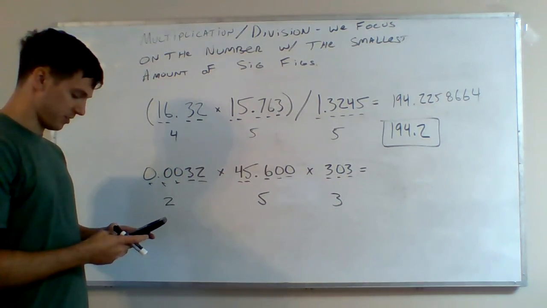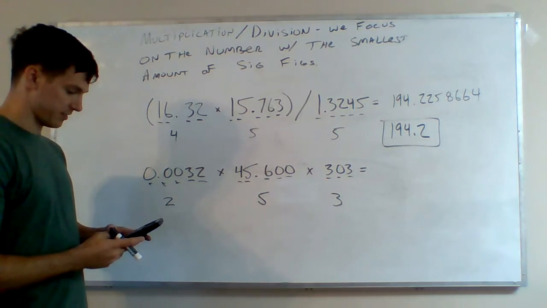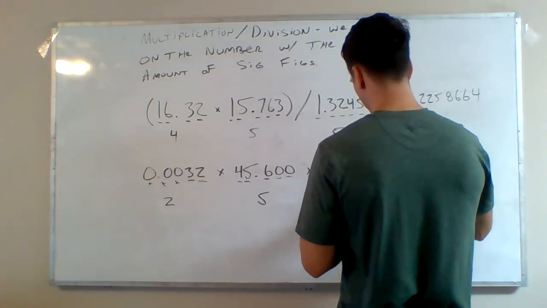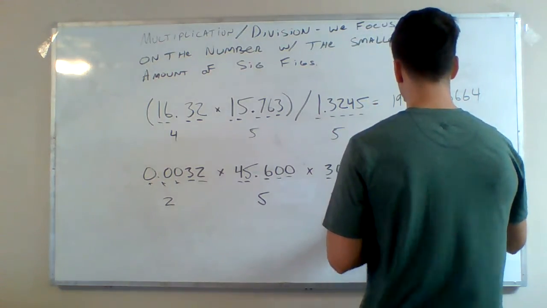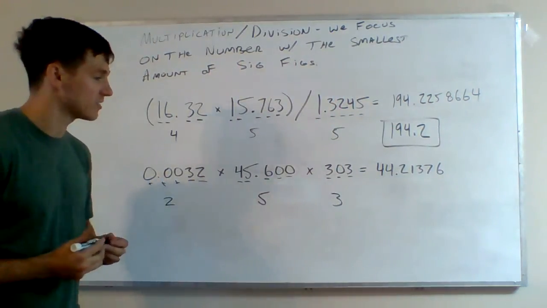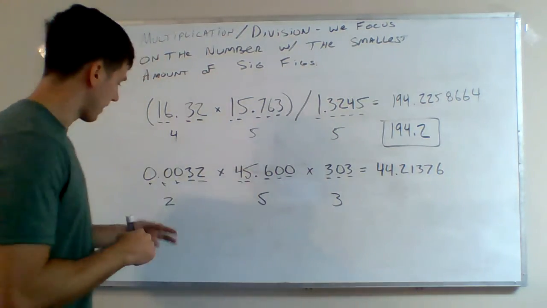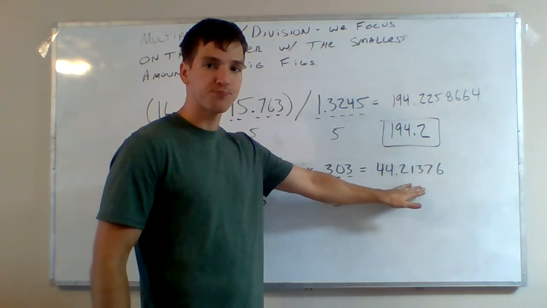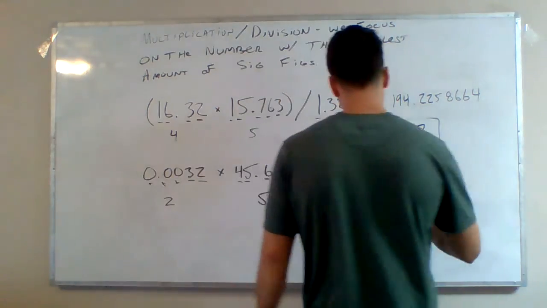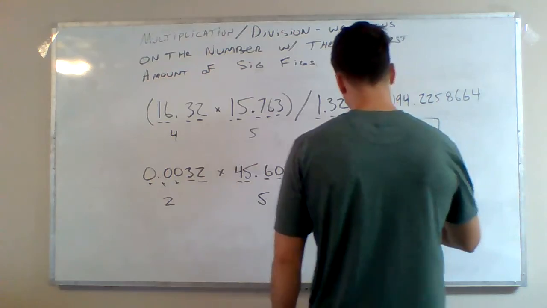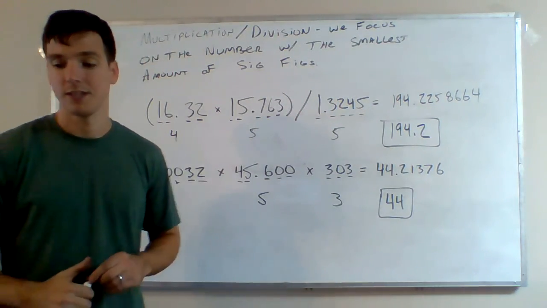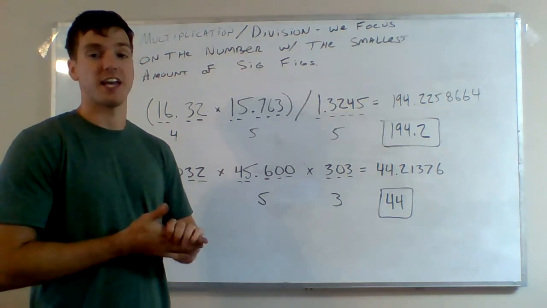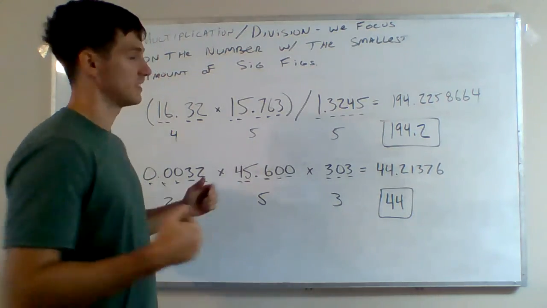So we go ahead and type in 0.0032 times 45.600 times 303, and I ended up with a number of 44.21376. So that was my final answer in the calculator. But remember, I could only have 2 sig figs. So if I were to simplify this to 2 sig figs, I would get the number 44. So that is as in-depth as we're going to get with sig figs as far as multiplication and division go, and addition and subtraction. Okay, there you go.